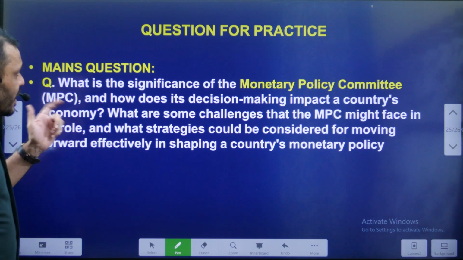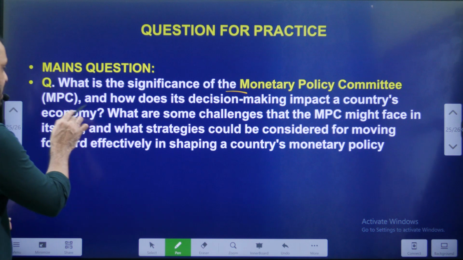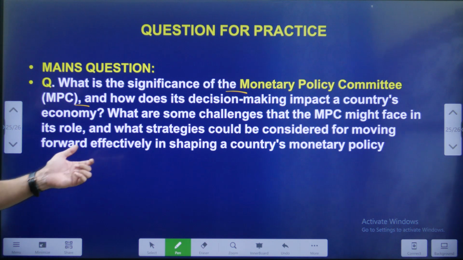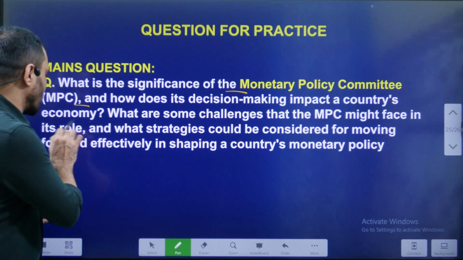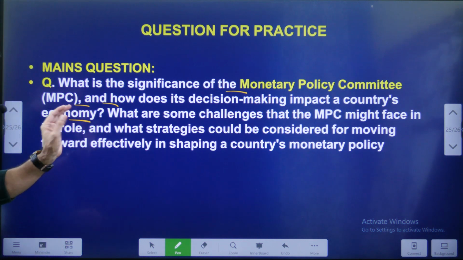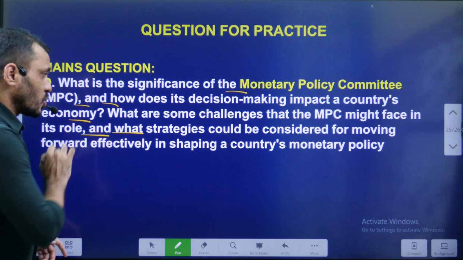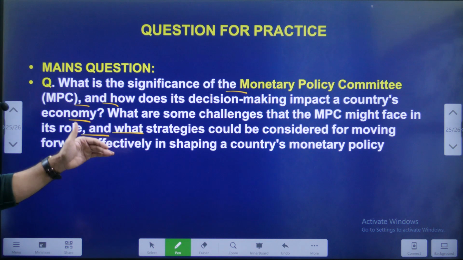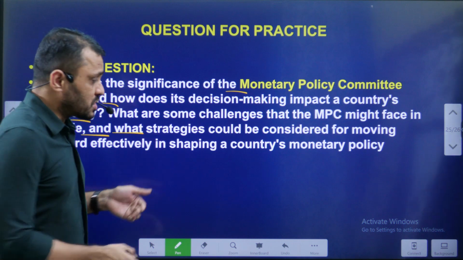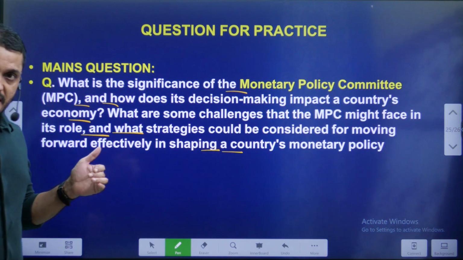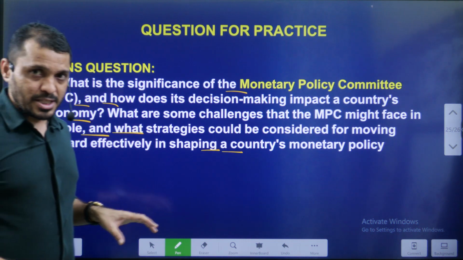Mains question: What is the significance of the Monetary Policy Committee and how does its decision making impact a country's economy? How will the MPC impact the country's economy? What are the challenges the MPC is facing? And what kind of strategies can they use for the effective management of the country's economy? This is about the mains question.